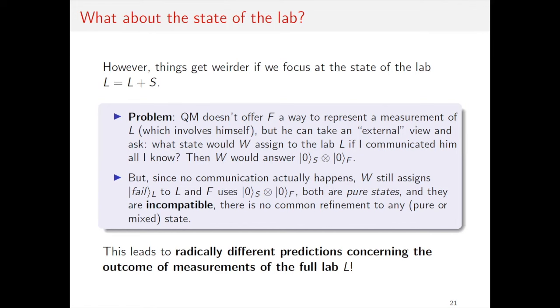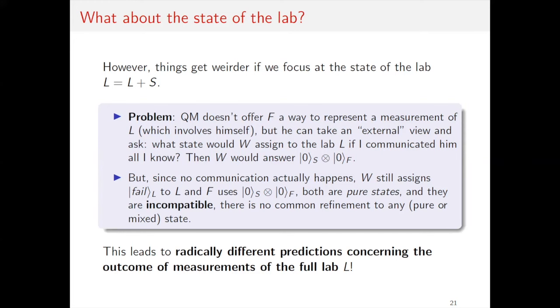Now he's part of the lab, so quantum mechanics doesn't offer us a way for F inside the lab to represent measurement of the lab himself, of which he's part. Quantum mechanics says that cannot be done. But of course, he can just reason from the point of view of an external agent. He could say, well, what state would Wigner actually assign to the lab if I take my information into account, namely that I saw 0?